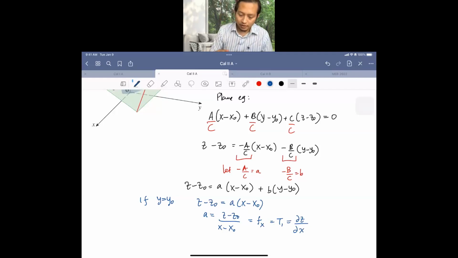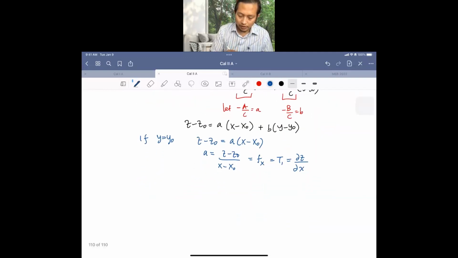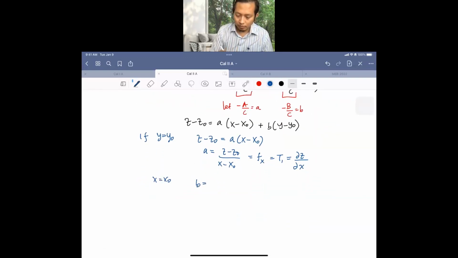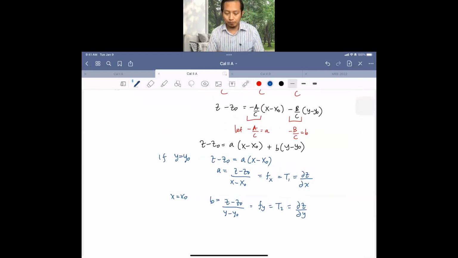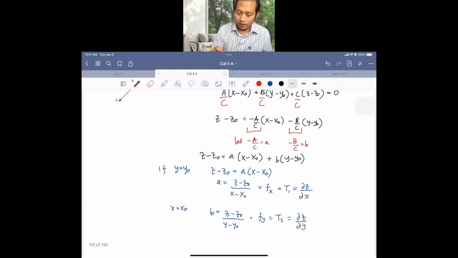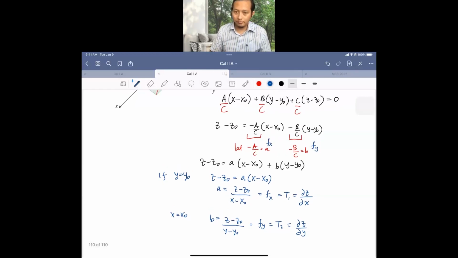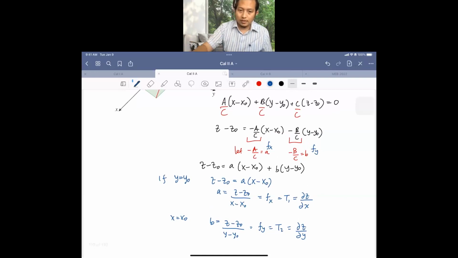Similarly, when x equals x0, you will get that b is (z - z0) divided by (y - y0). This is partial y, or T2, the change of z over y. So this a and b are actually partial x and partial y. Then we can make our conclusion for the plane equation.